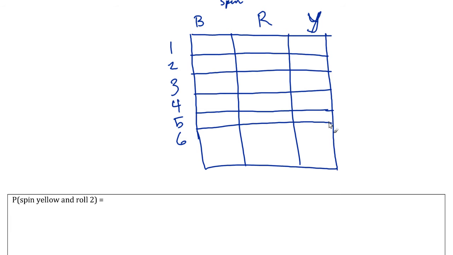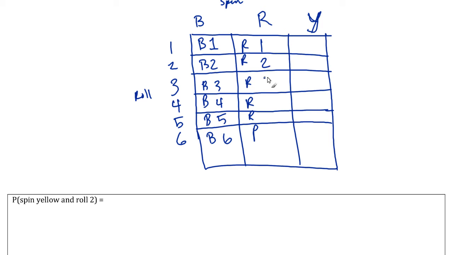Okay, so there's a lot of possibilities here. We can get a blue and then a 1. We can get a blue and a roll of 1, blue 2, blue 3, blue 4, blue 5, blue 6. We could also do this with red. Red and a 1, 2, 3, 4, 5, or 6. And lastly, we can do this with the yellow. Same thing. You can get a 1, 2, 3, 4, 5, 6.